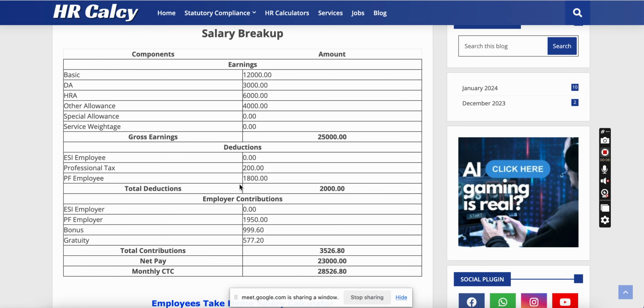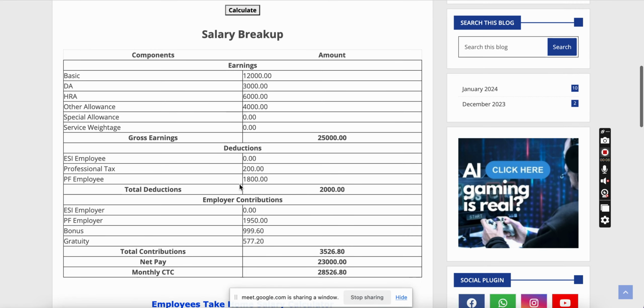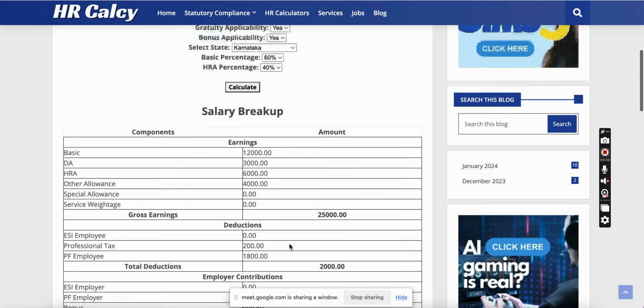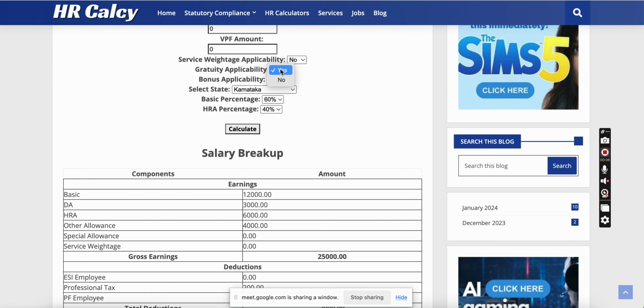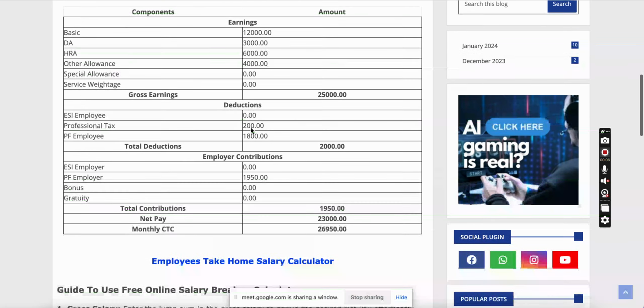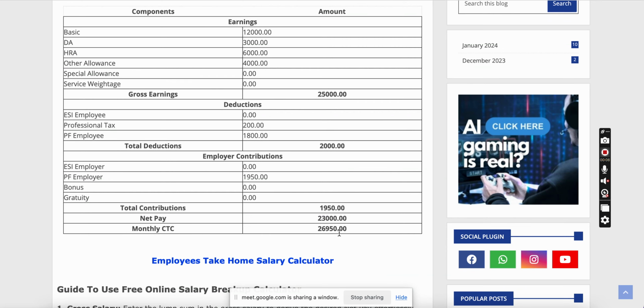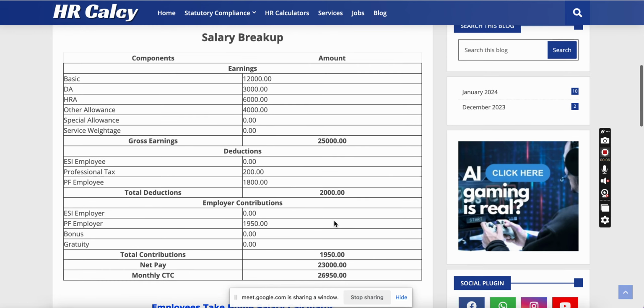You're not dependent on an Excel sheet. Here bonus and gratuity are also there. If your employer says don't show bonus and gratuity, you simply select no bonus, no gratuity, and calculate. See, it is gone, and this also got changed.